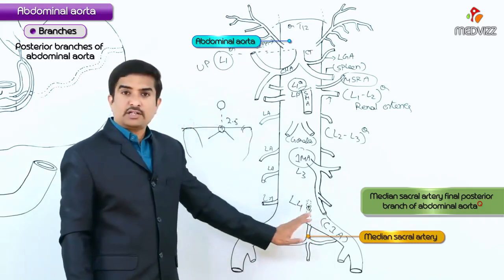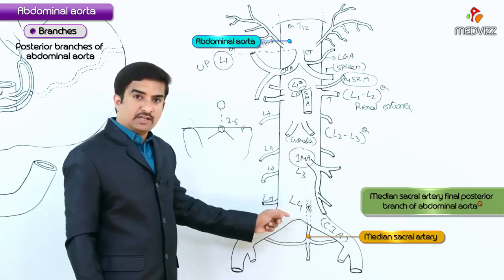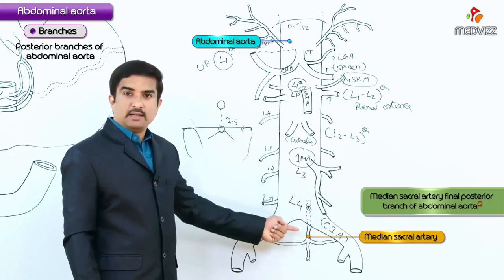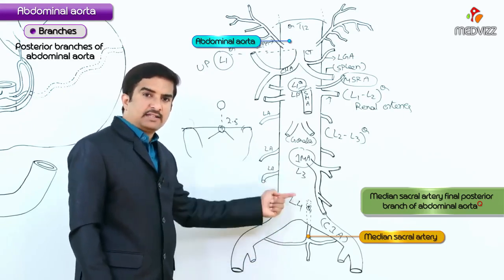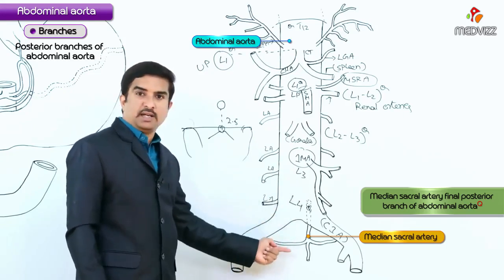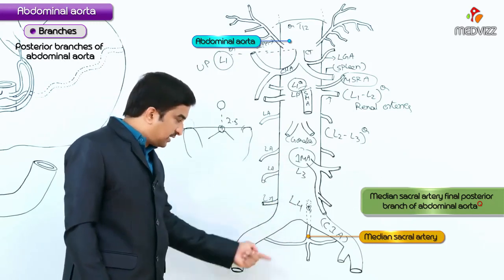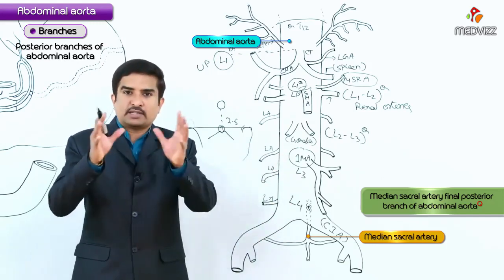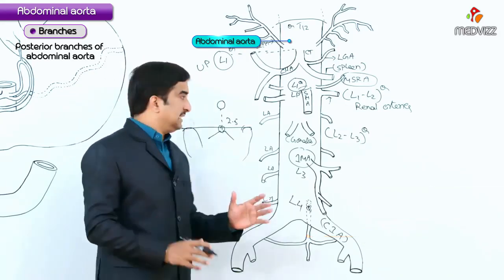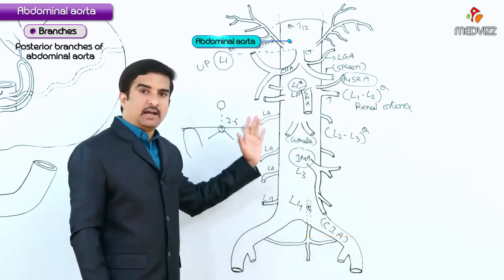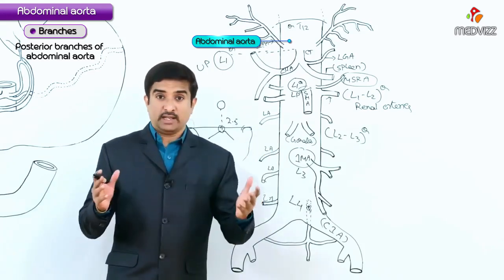So just superior to the bifurcation, it passes in an inferior direction, first over the anterior surface of the lower lumbar vertebrae and then over the anterior surface of the sacrum and coccyx to supply those particular structures. So this is what we have covered about the abdominal aorta as well as its various branches.